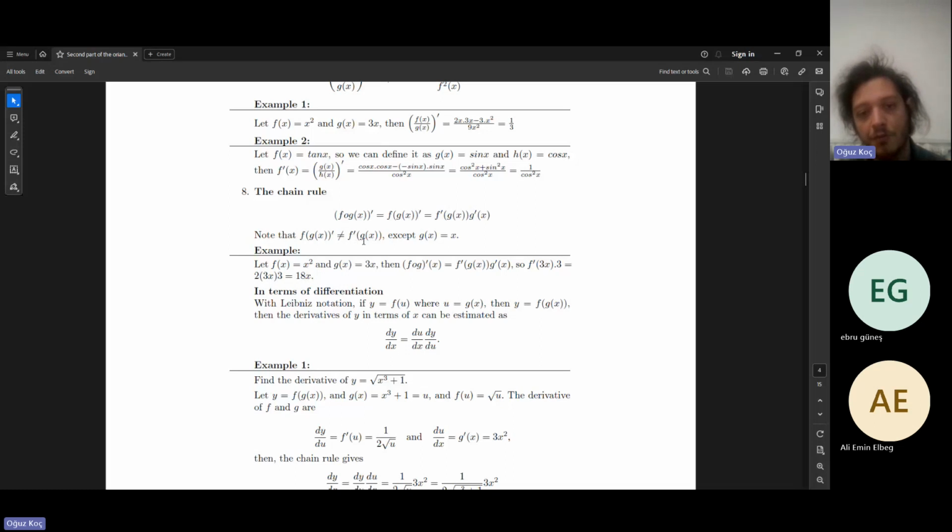These are both not equal to each other except for g of x equal to x. If this condition, g of x is equal to x, is satisfied, we can say that those are equal, but other than that, they are not equal.